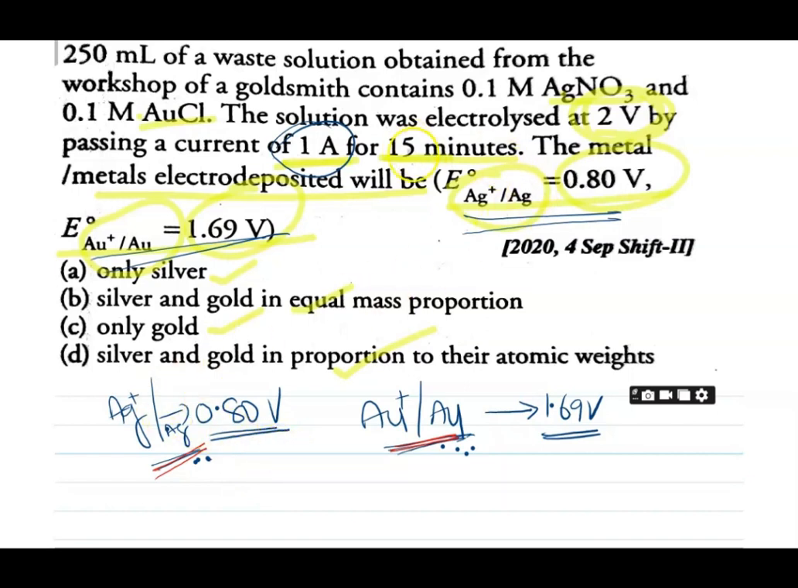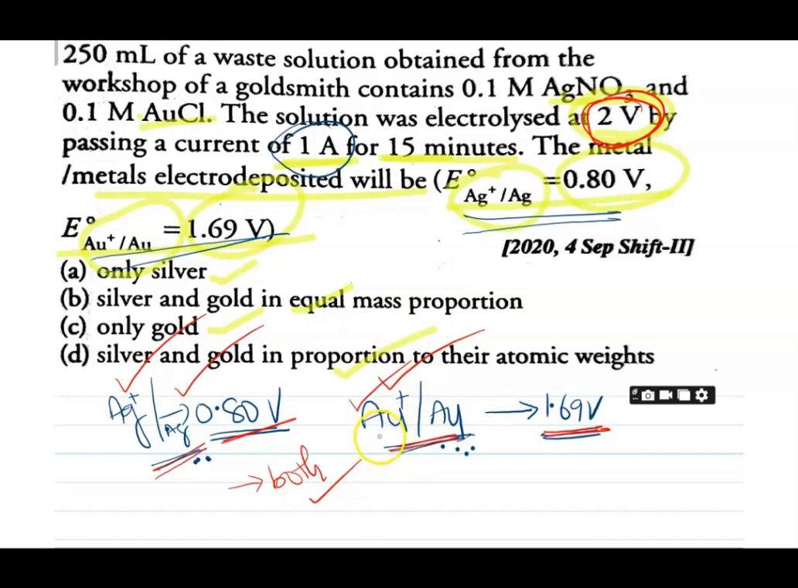So here he has applied 2 volts, and 1.69 is less than 2 volts, so 2 volts is enough to deposit our gold. And here it is only 0.80, again 2 volts he has applied, so silver can also deposit. That means our silver can deposit as well as our gold also can deposit. Both can deposit.